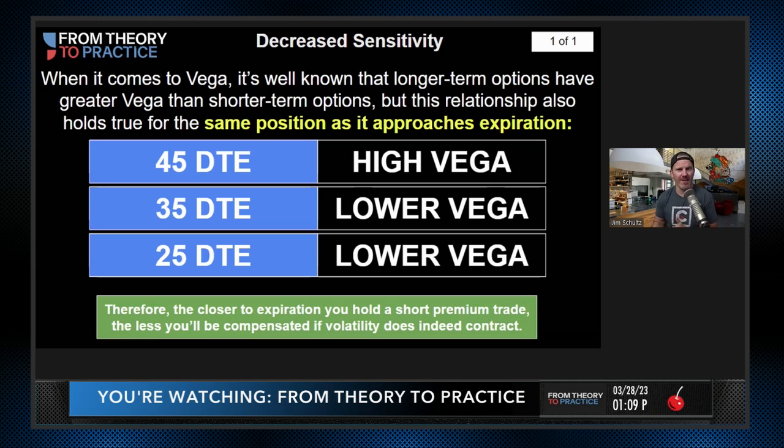And when it comes to the sensitivity to volatility, why is all of this important? You might be thinking, all right, Jim, this is sort of interesting. I've never thought about it this way, but why does this matter to me? Like, why should I care about this whole idea of Vega? Well, that's kind of in the green box down below. And by kind of in, I mean, it's in the green box, as clear as I could possibly put it. The closer to expiration that you hold a short premium trade, the less you'll be compensated if volatility does indeed contract. Now, again, let's step back a little bit and let's think about this for a minute.